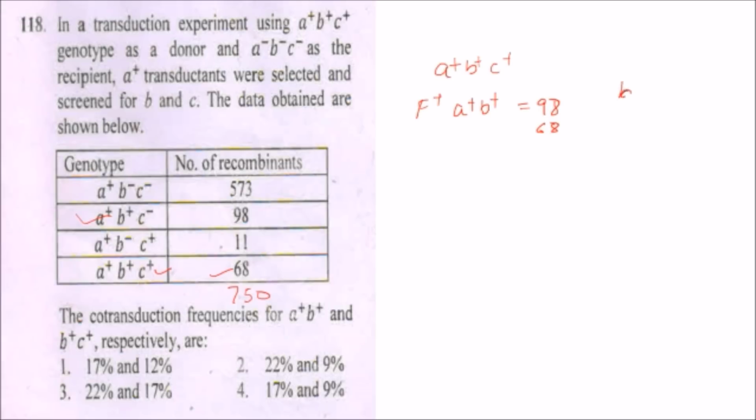So for the B positive and C positive, it should be 68. To find out the frequencies, we add 68 plus 68 and divide by the total number, which is 750. It will be for A and B transductions, B positive, and for B positive, C positive transductions, 68 by 750. When you calculate it, you will get approximately 22%, and in this you will get approximately 9%. So the answer will be number 2.